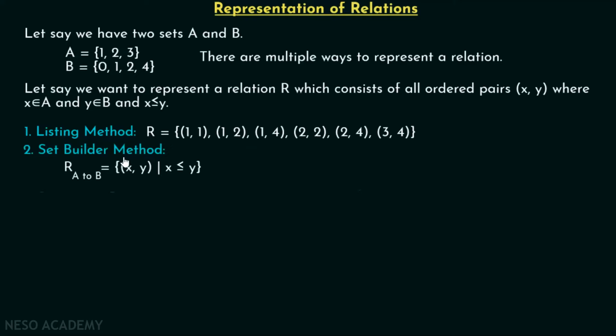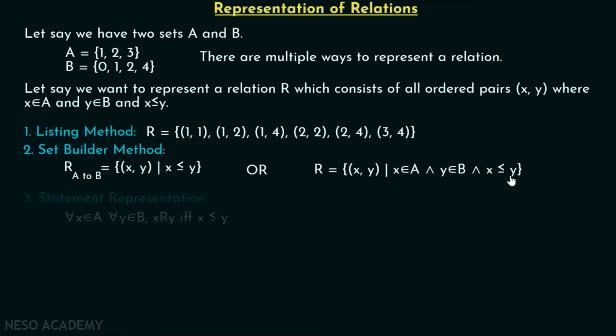Now the second method is the set builder method. Here you can see that I can define a relation R from A to B, and it must consist of all the ordered pairs of this form x, y such that x is less than or equal to y. In other words, relation R is the set of all ordered pairs x, y such that x belongs to A and y belongs to B, and x is less than or equal to y. This is set builder notation.